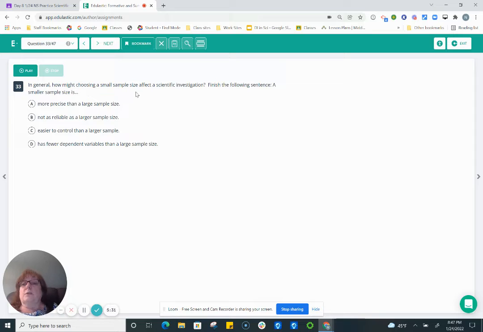In general, how might choosing a small sample size affect a scientific investigation? Finish the following sentence. A smaller sample size is more precise than a large sample size, not as reliable as a larger sample size, easier to control than a larger sample, has fewer dependent variables than a large sample. Basically, it is not as reliable as a large sample.